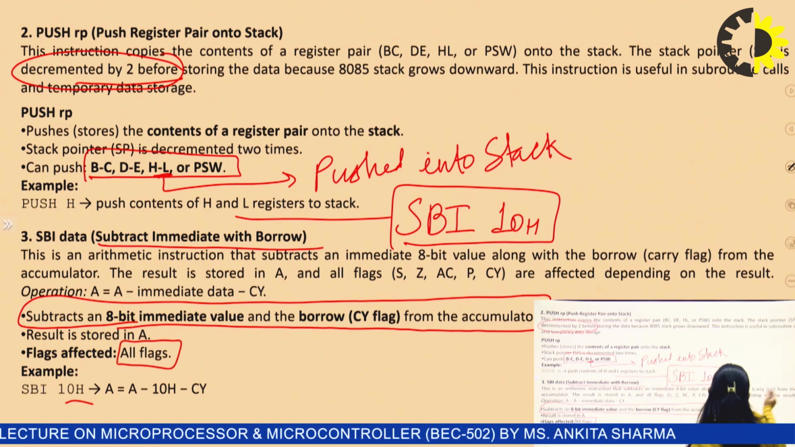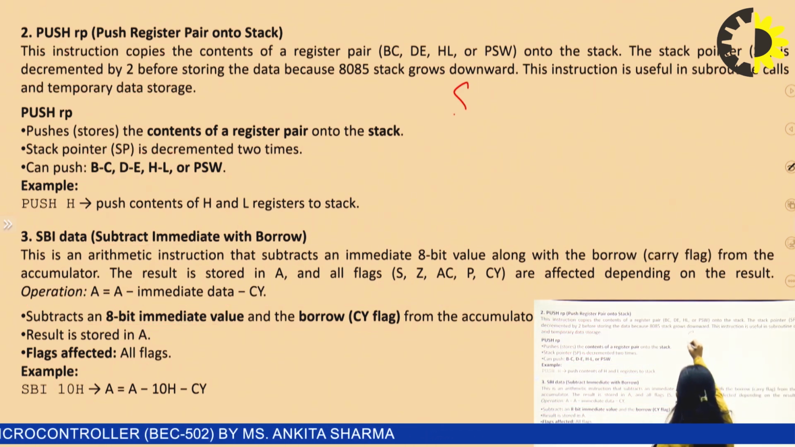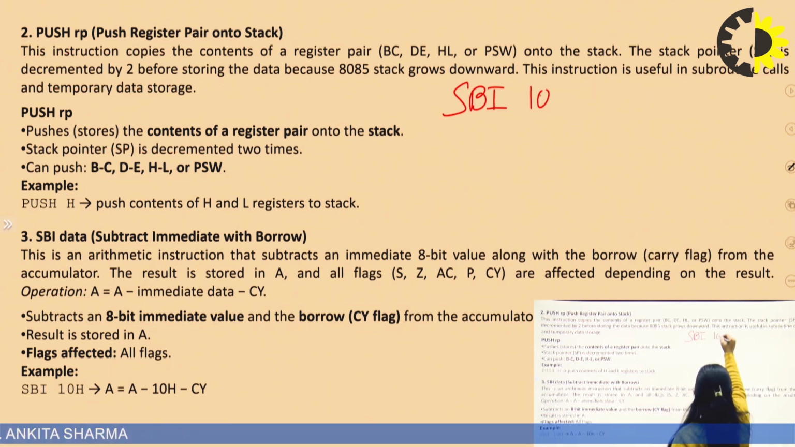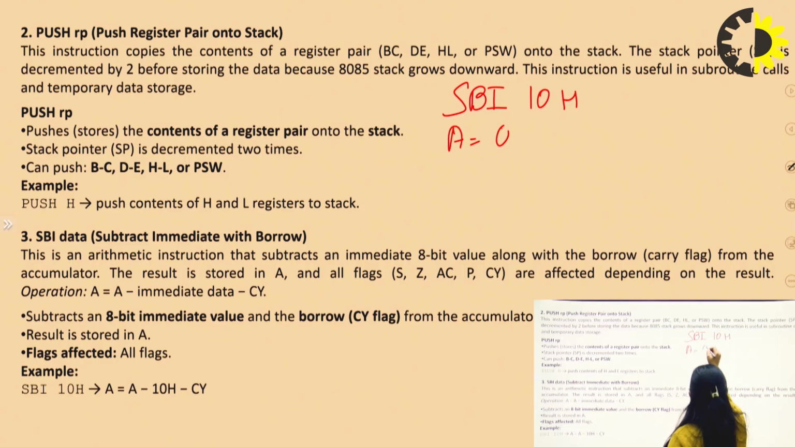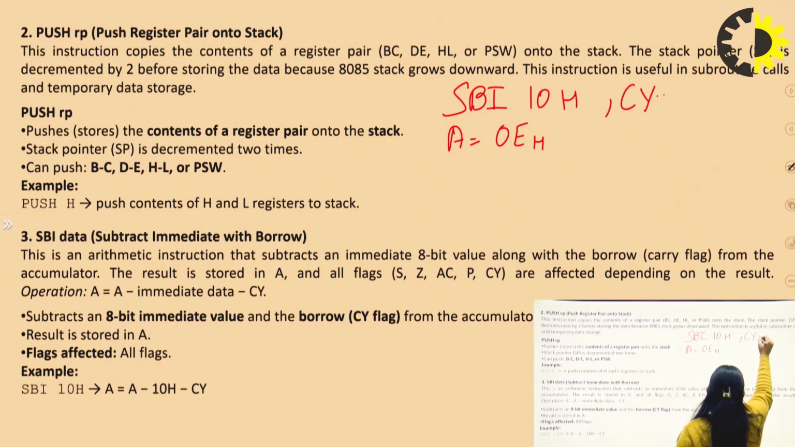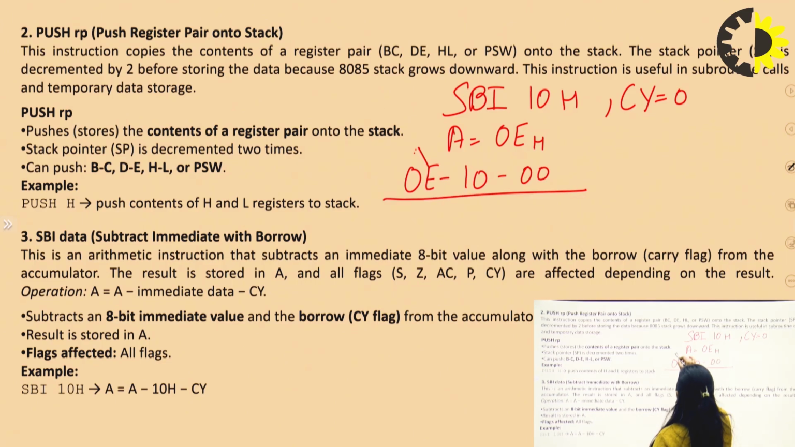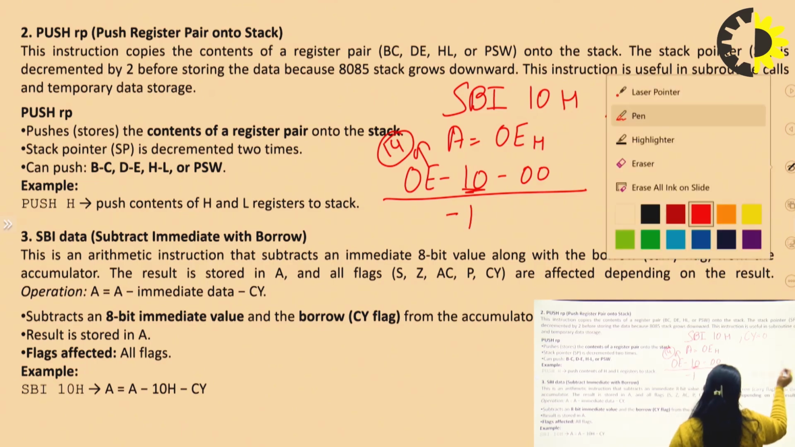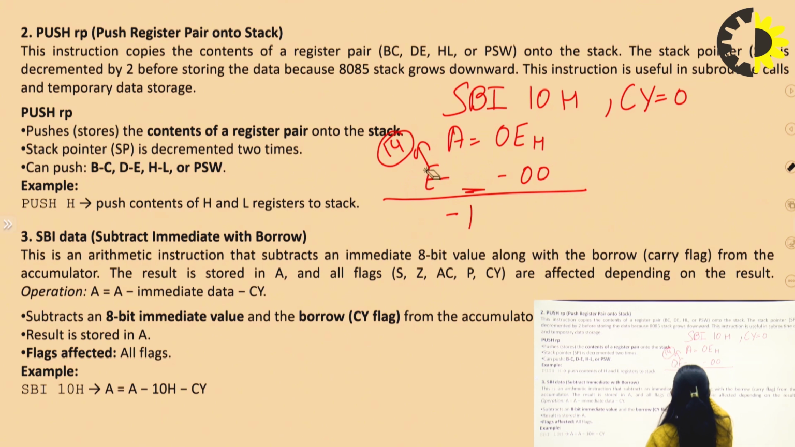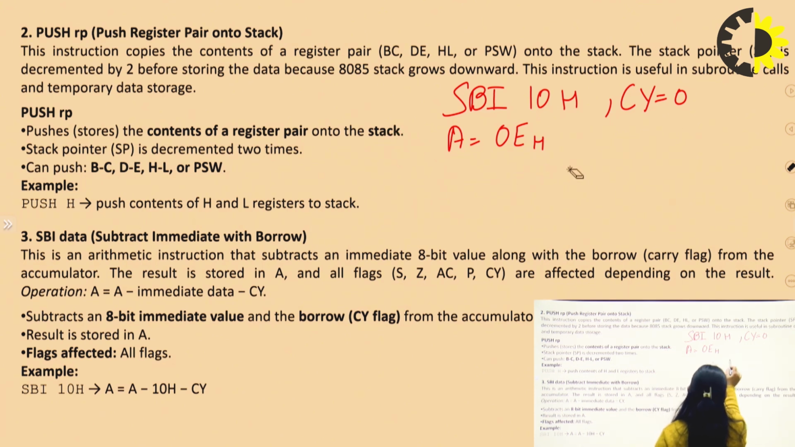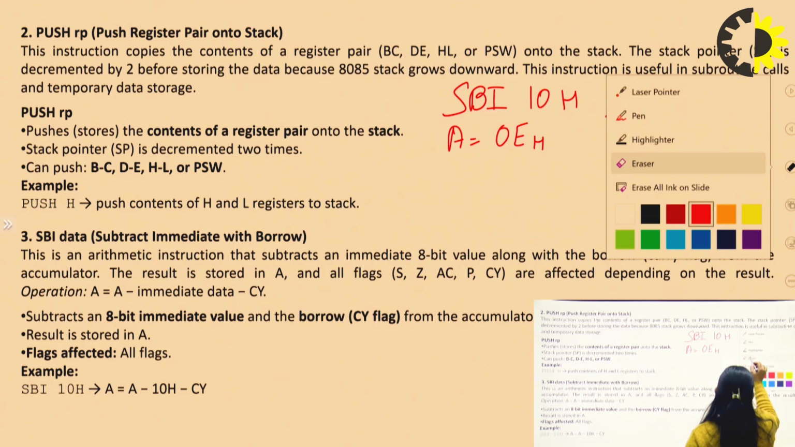So we can take an example here also. Suppose we have to do SBI 10H, the accumulator's contents are 0EH and the carry or the borrow is 0. What we will do? 0E minus 10 minus 00. E, we all know, is 14. 14 minus 10, where 10 is 16 here, so it will be negative. Or we can take 1 also here. It will be easier to understand.